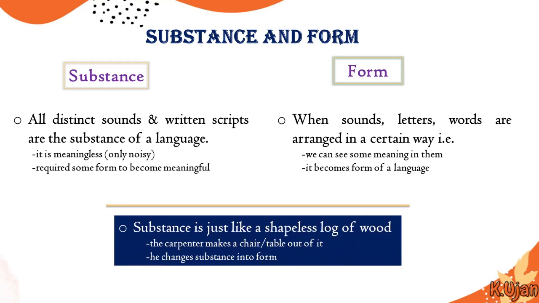Here is an example of substance and form. Substance is just like a shapeless log of wood. A carpenter makes a chair or table out of it. He changes a substance into form. So here is a very easy example of substance and form: substance is like a small piece of wood, and we call it substance. Then from that same piece of wood we make a chair or a table, that is, we bring it into a form. So this is the example of substance and form.